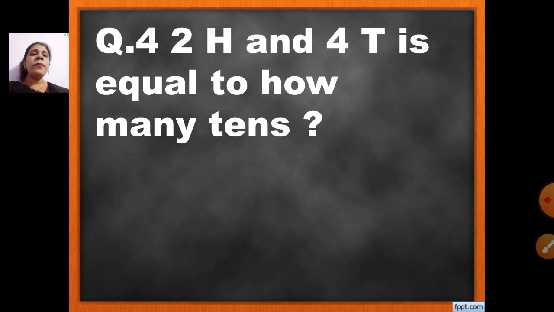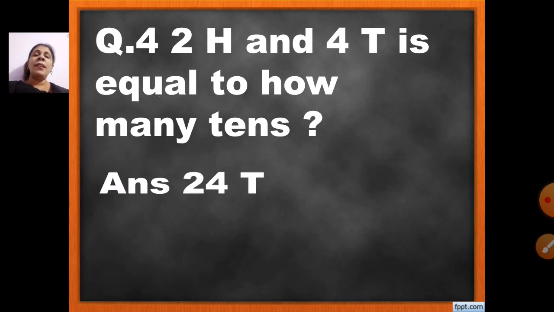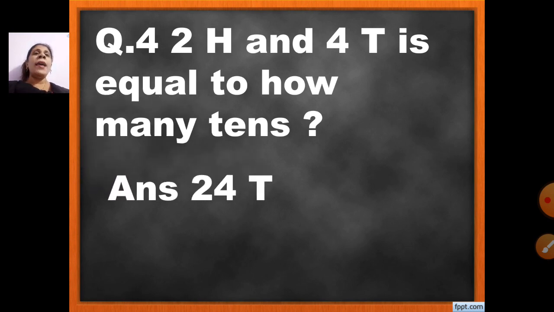Question number 4. 2H and 40 is equal to how many tens? 2H, that is 200, and 40, that is 4 tens, is equal to how many tens? What I told you, when the question is given in this way, you are going to write the number together. That is 24 tens. 2H and 4 tens is equal to 24 tens.